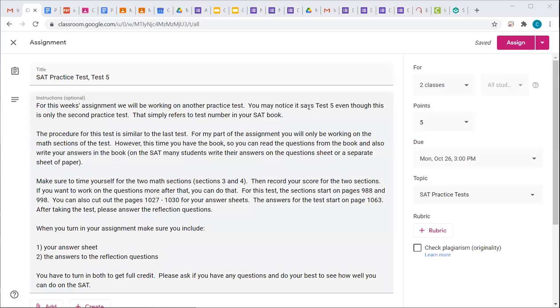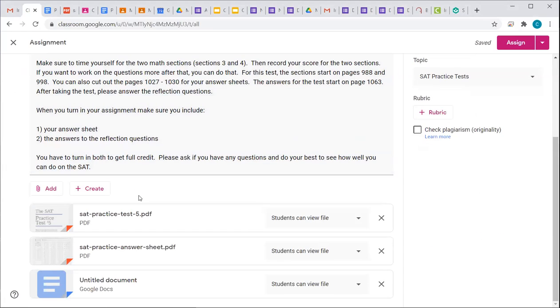Good morning. This week we will be taking our second SAT practice test. Now in the book it says test 5, so that's what I wrote in the title. What's important to remember is to try to treat it like an actual SAT test.